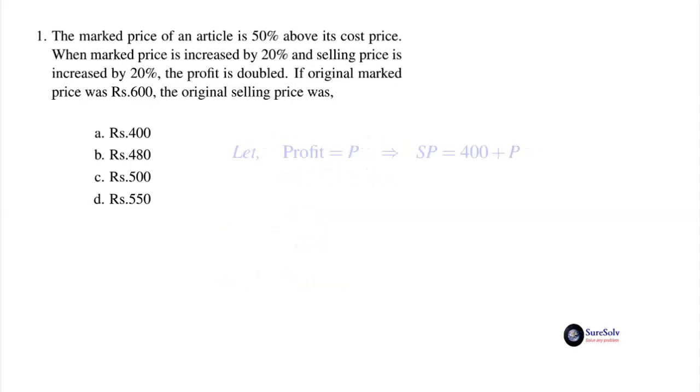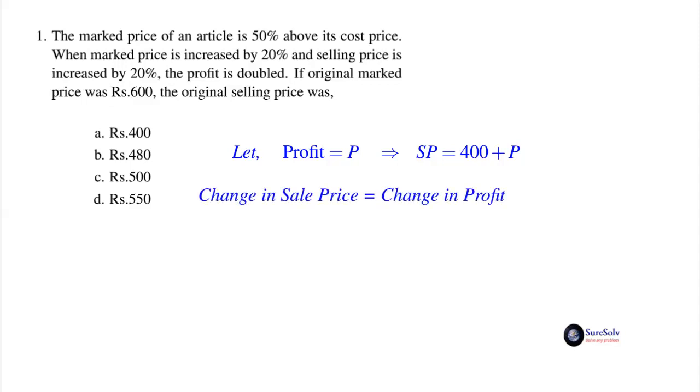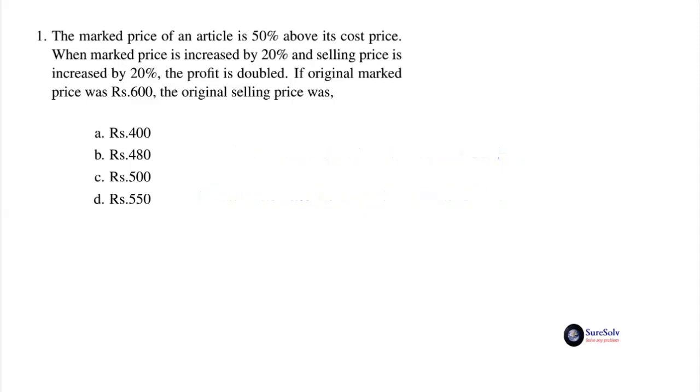Now we'll assume profit as P and form sale price SP as 400 plus P. We are ready to apply the powerful change analysis technique. By this method, we'll simply equate change in profit with change in sale price. Change in sale price is 20% of 400 plus P, and that is 0.2 times (400 plus P). This must be equal to change in profit. As profit is doubled, change in profit is simply P.